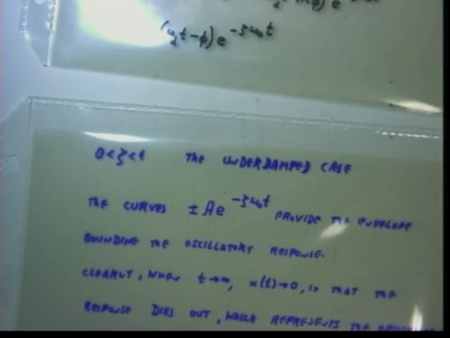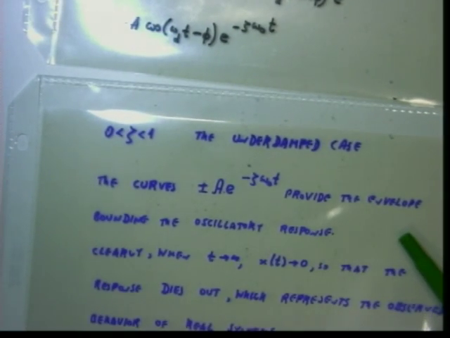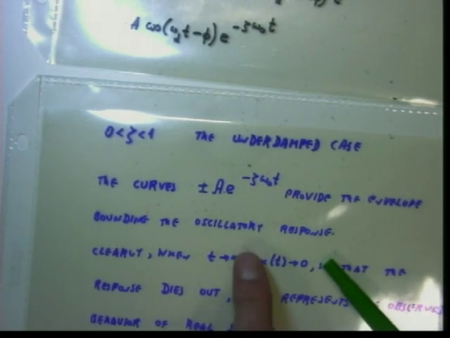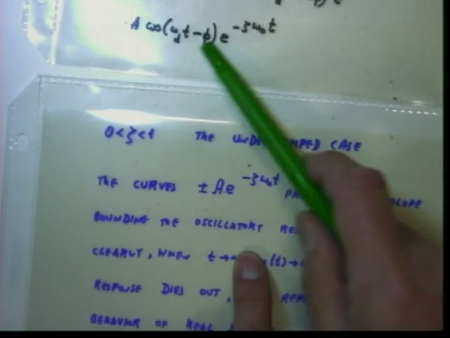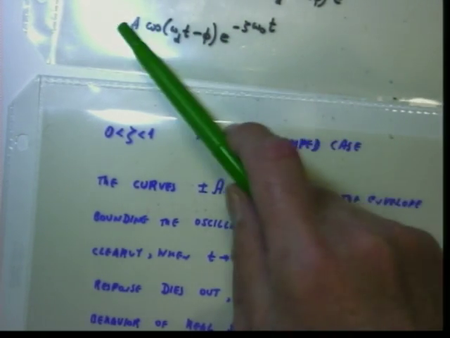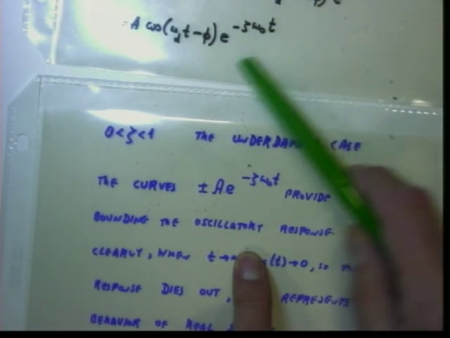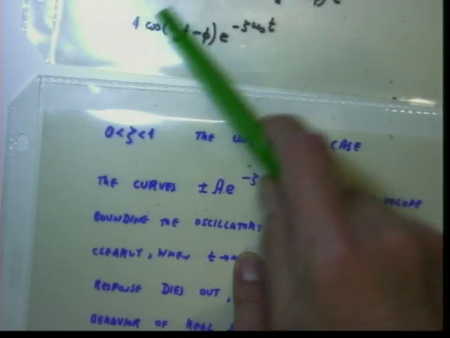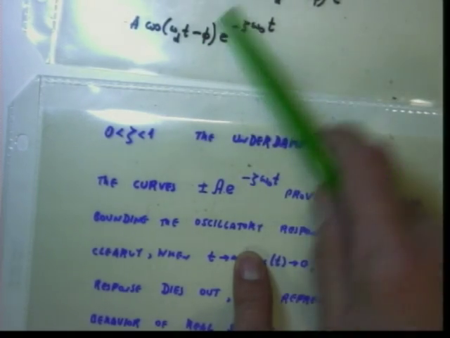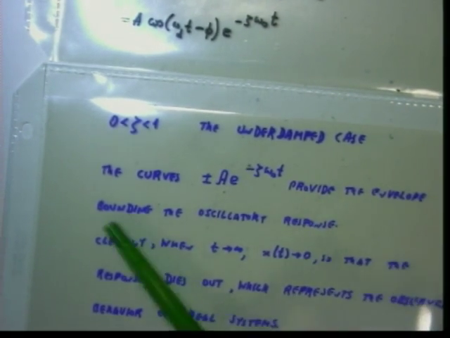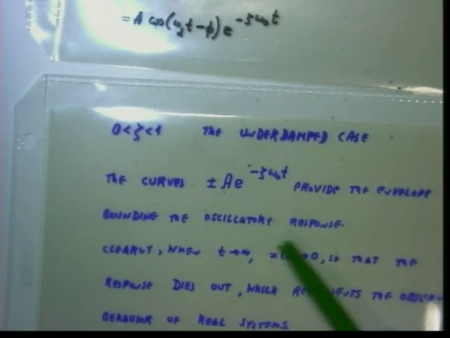Now, these provide an envelope. These are envelopes, something bounding the oscillations. Look, the maximum of cosine is 1. But now the maximum of this whole thing is this one, because the exponential is smaller than 1, so the maximum is a times e to the power minus zeta omega sub 0 t. So the curves plus and minus a e to the power minus zeta omega sub 0 t provide the envelope bounding the oscillatory response.